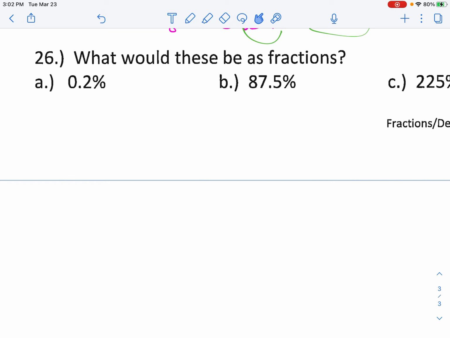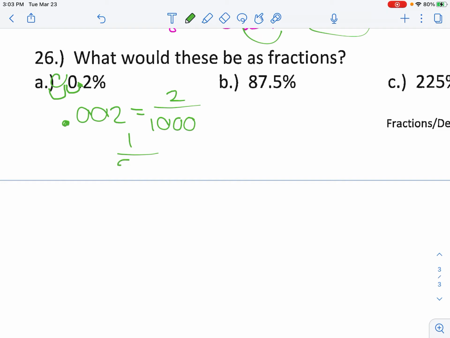What would these be as fractions? Okay, so to go from the decimal to the percent, it's 2 places to the right. To go from the percent to the decimal, it's 2 places to the left. So I've got a percent. First, I'm going to make it a decimal. So I'm going to take this decimal right here, and I'm going to move it once to the left around the 0, and then one more time to the left. So this equals 0.002, or 2 thousandths. 2 thousandths can be reduced. Divide by 2. Final answer as a fraction would be 1/500th.